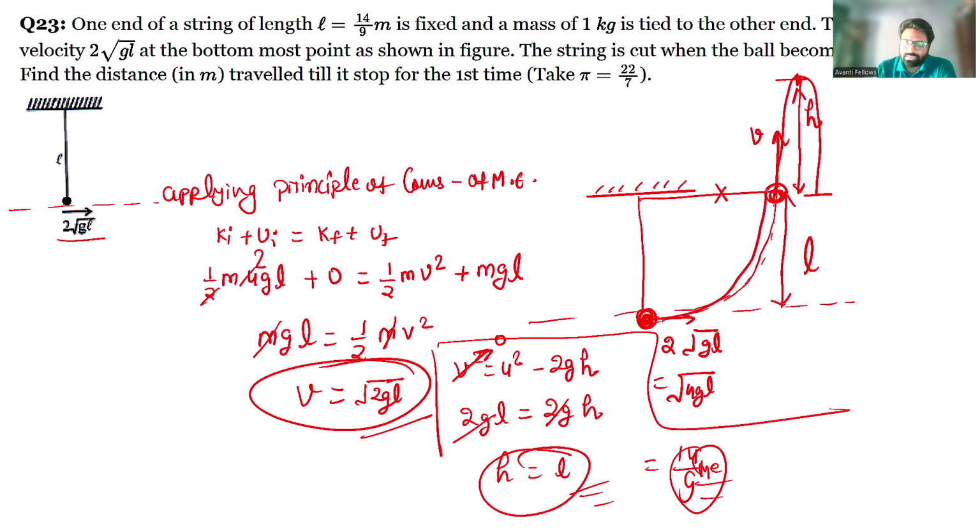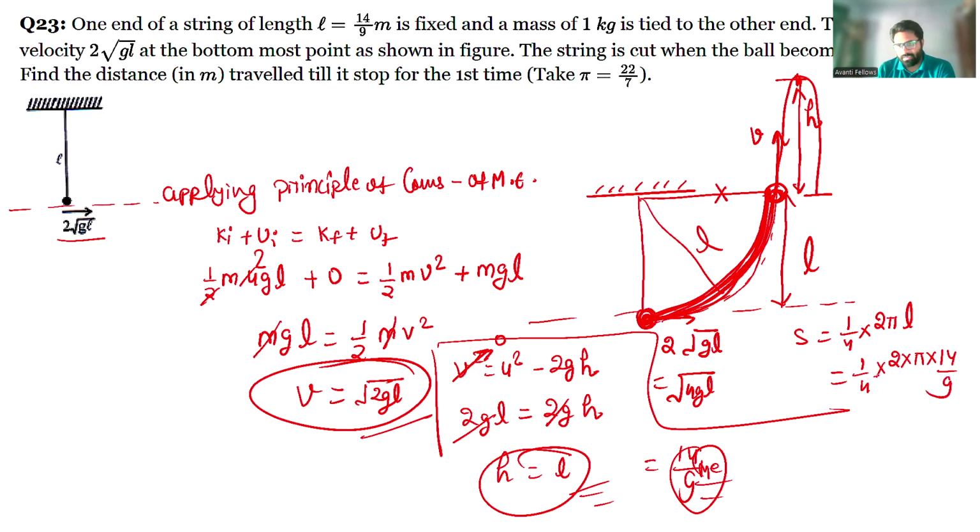But what about this particular distance? This also has to be taken care of. So this particular distance we can say is 1 by 4th of the circumference of this particular circle. So this distance is nothing but 1 by 4 into 2 pi L, because radius is L. Okay. 1 by 4, 2 into pi into L is 14 by 9. This is cancelled out. Pi value we can take 22 by 7. 22 by 7 into 14 by 9.